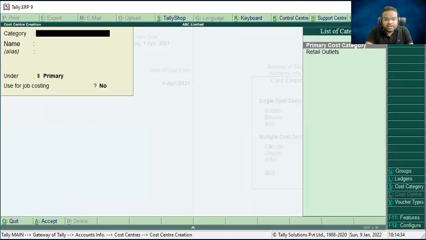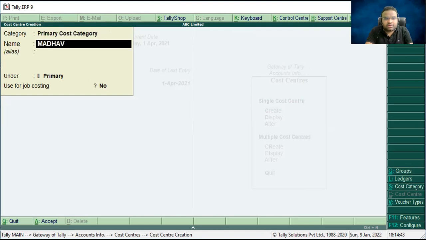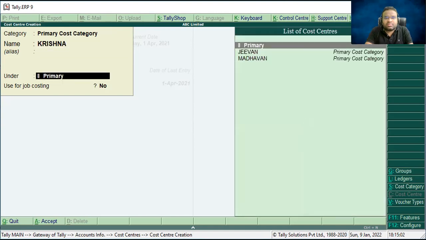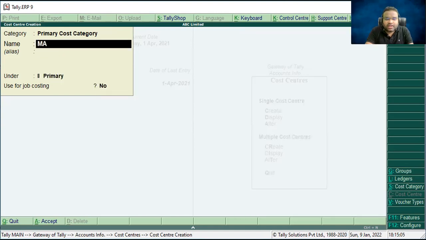For example, I'm creating a name called Madhavan. I'm creating under primary cost, I'm putting a Madhavan. Some name. I'm putting another name called Jeevan. I am putting another name called some Krishna. I'm keeping another name called Madhu. I'm putting another name called Srinivas. These are my employees. I assume these are my employees.